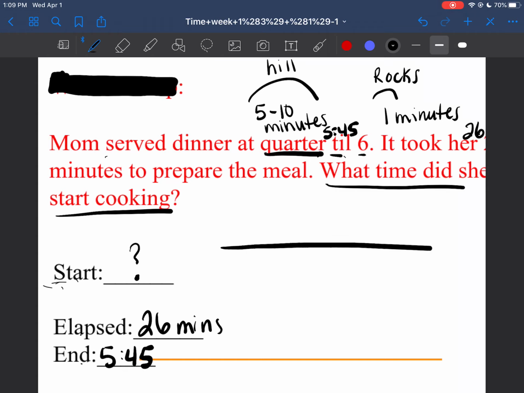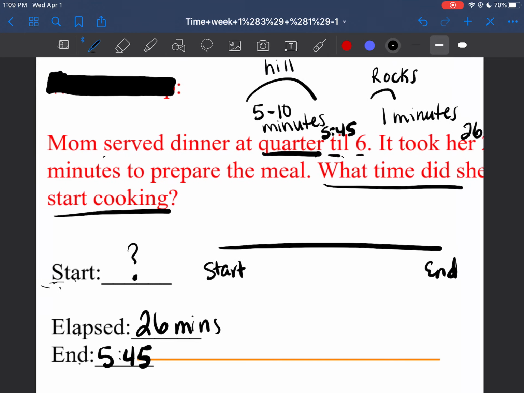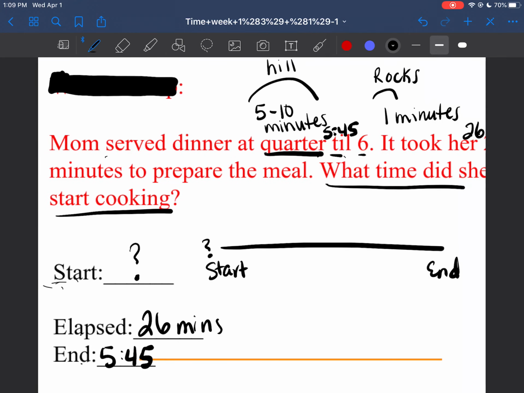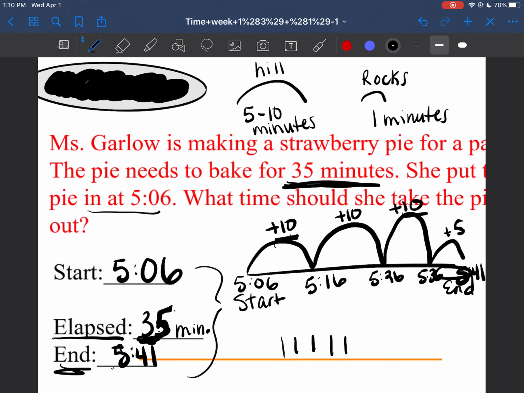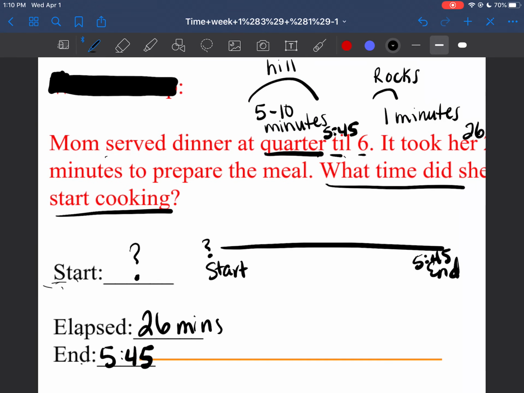Now, again, I'm going to use my number line here. Start time goes here. End time goes here. What time did she start? Well, we don't know. We know that it took her 26 minutes, and we know that the end time is 5:45. So in this problem here, we added the minutes to get there, right? We started here and we added to get to our end time. We're going to have to go backwards to get to our start time. So we're going to go backwards 26 minutes.